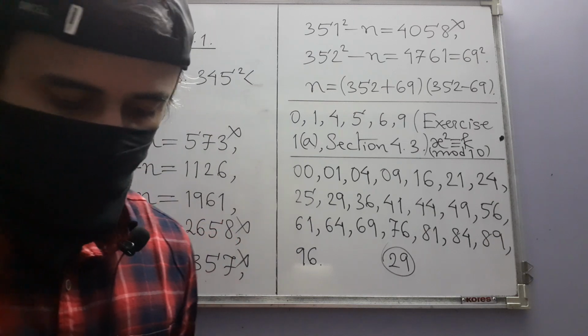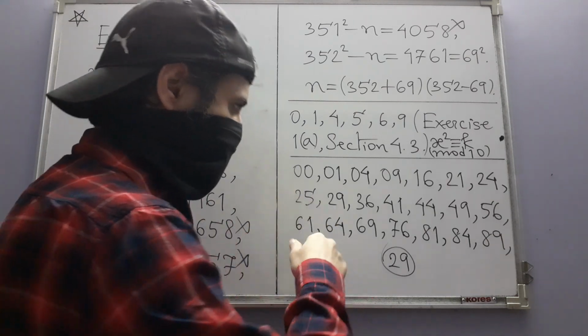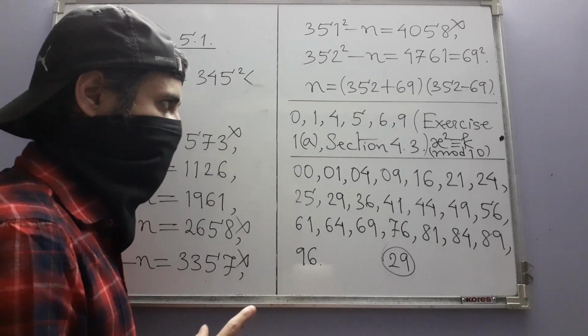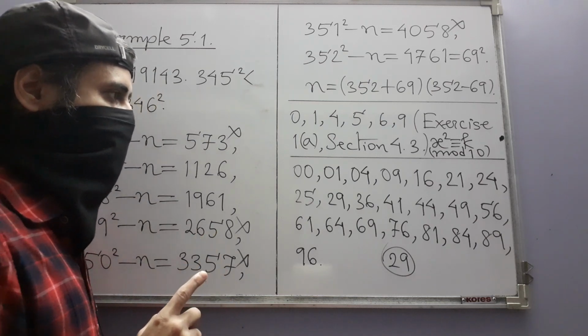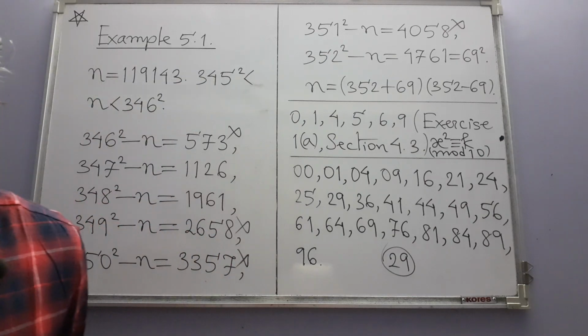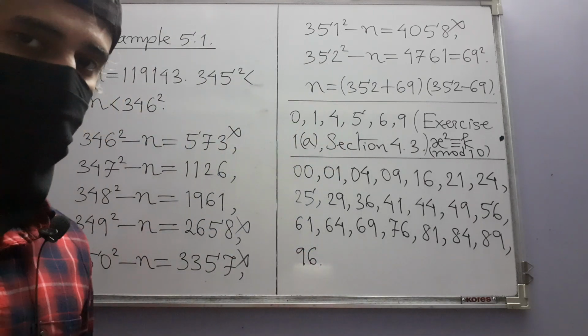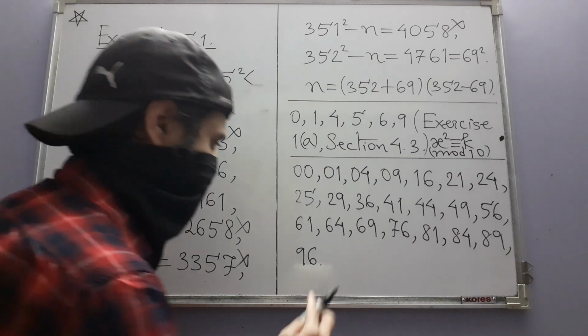Now you can make this a bit stronger by looking for the last 2 digits of a square by studying these congruences instead.